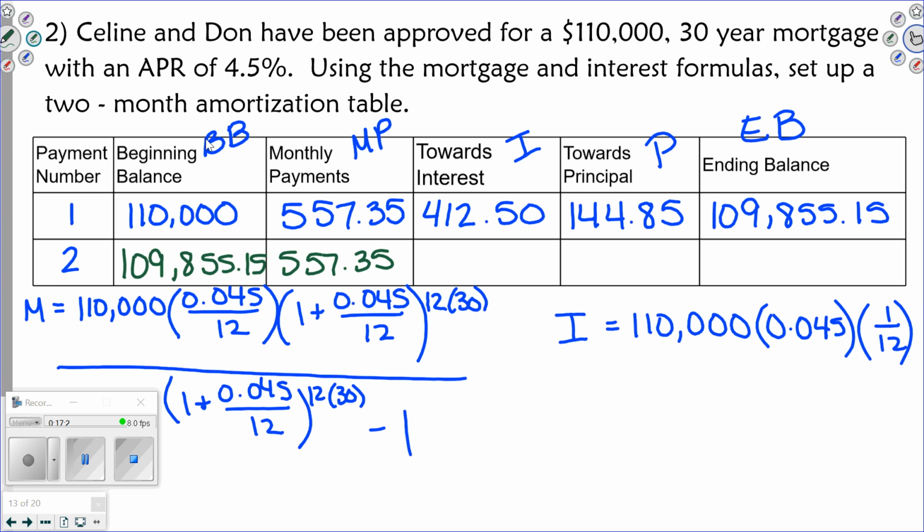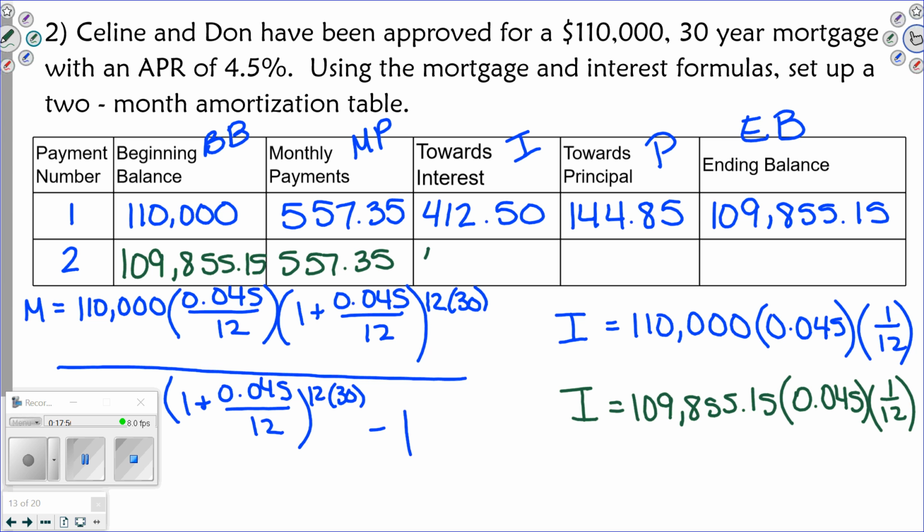Will the amount towards interest change? Good. I have a new principal, so that's going to change. So now I have to go back to this again because my principal's not 110,000 anymore. My principal is now $109,855.15. My rate is still 4.5%. Does the time change? No, it's still 1 month's worth. So now the interest is $411.96.